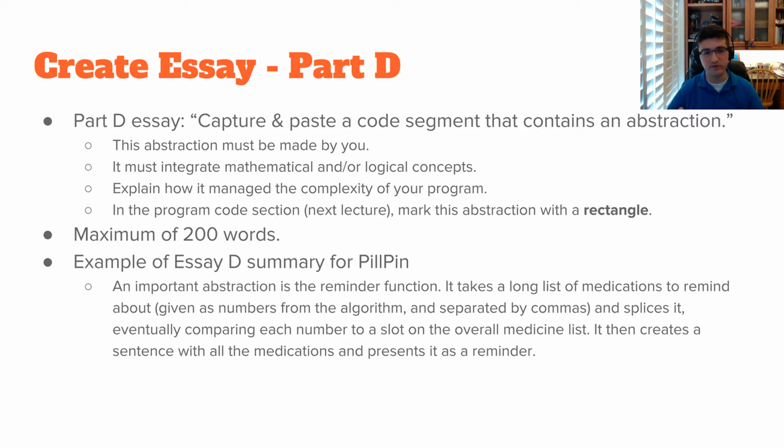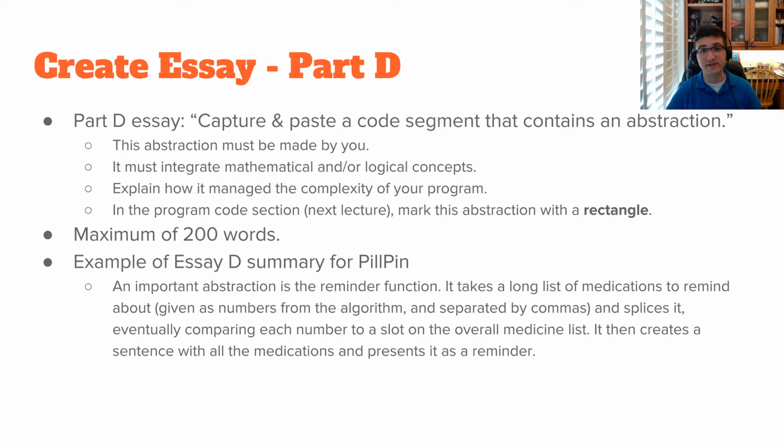An example of this essay for PillPin is the reminder function, which is an important abstraction. As you guys saw, the check medications button or check schedule button gives a reminder once every increment is hit, right? So there's actually a very complicated abstraction in that function. The reason is that it takes in all the medications on our list, divides by all the increments, and then looks through to see if any one is hitting that increment right now. Because if there's a 15-second one, a 30-second one, and a 1-hour one, there's a time when all of those hit together at the same time.